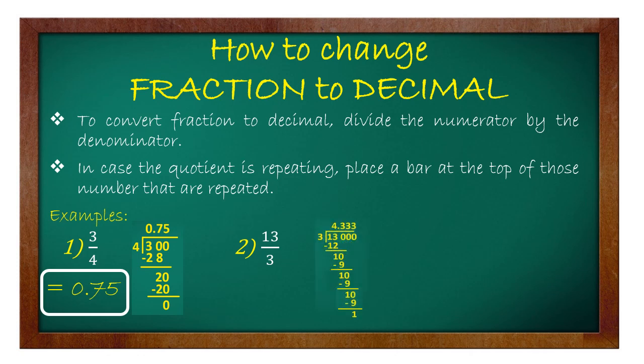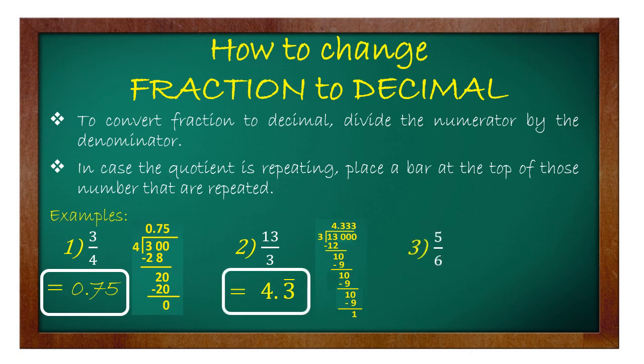So, pag dinivide natin 13 by 3, lalabas yung 4.333. Pero pagdating sa remainder natin, meron tayong 1. Hindi nag-i-equal to 0. Ibig sabihin, continuous yan. Walang katapusan. So, instead na ituloy mo ng ituloy yan, pwede mo na lang isulat yung sagot as 4.3 and then may bar sa taas.